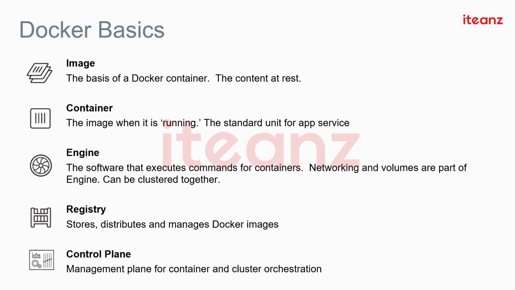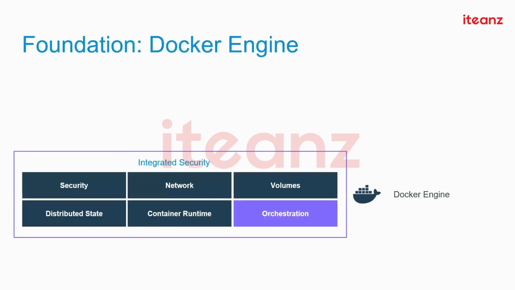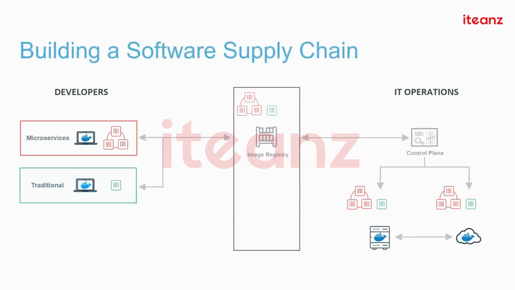Engine is the software that executes the containers. See, these are the important terms: the networking, volume parts, and so on are considered in the engine only. Basically, the engine runs everything, and registry is the area where you store the images, for example Docker Hub, and then a control panel. This is developer and IT operations, you know all these.